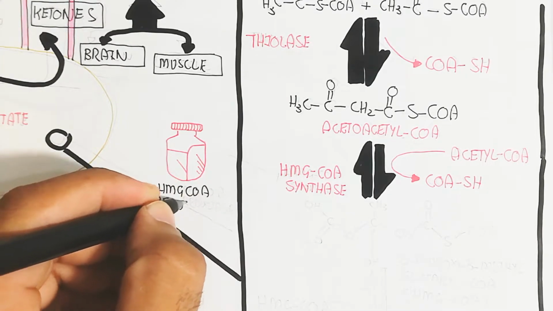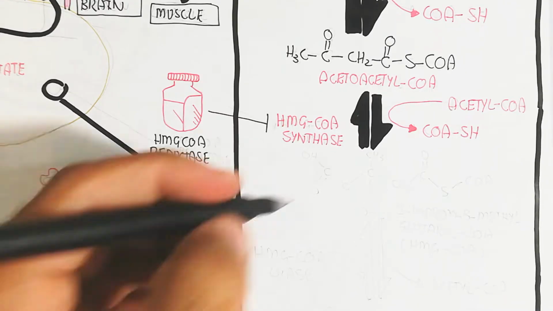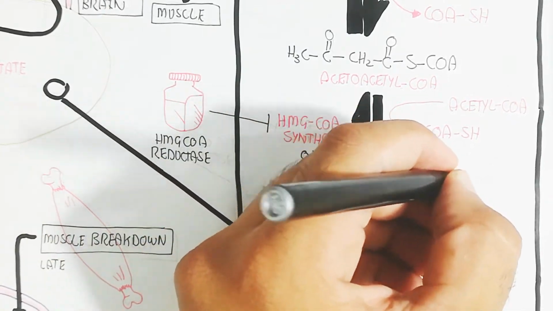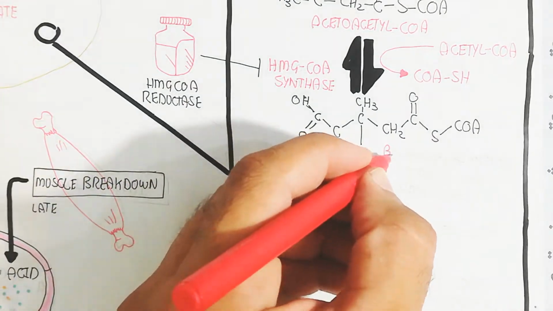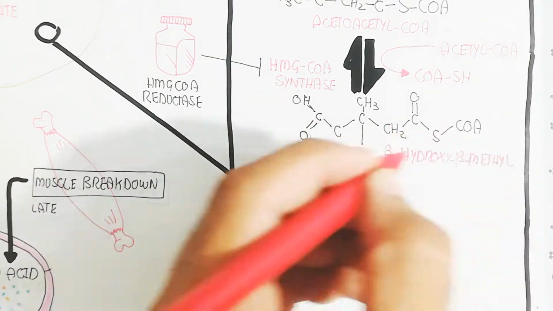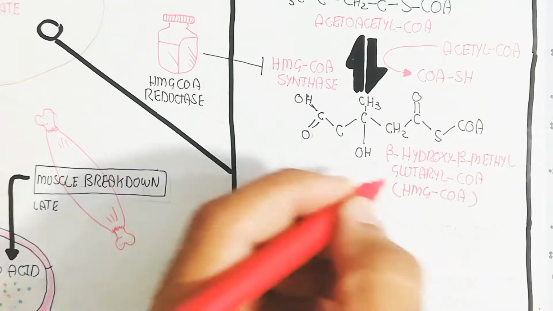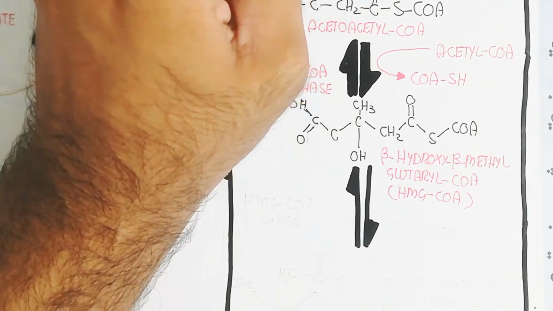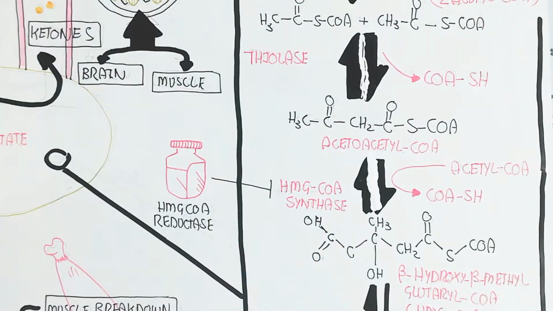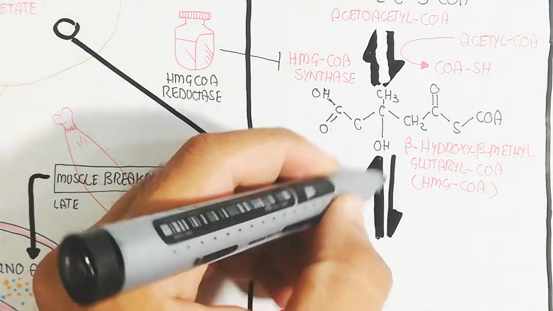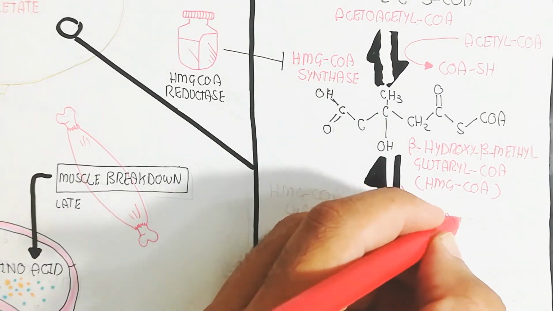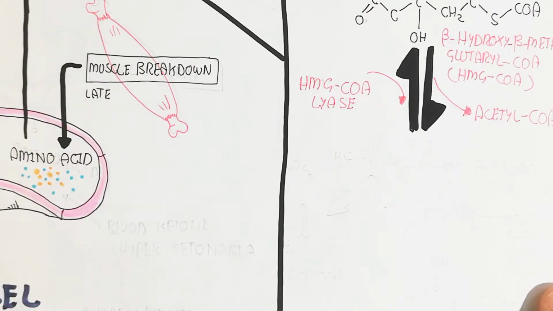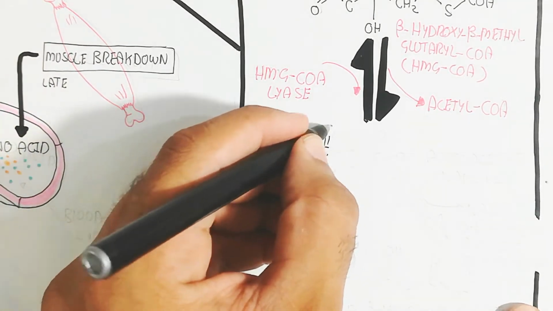Here the HMG CoA synthase can reverse the reaction to produce acetoacetyl CoA again, to increase the fatty acid, and in this way the HMG CoA reductase can inhibit this reaction. So remember, hyperlipidemia and hypercholesterolemia can be treated by an HMG CoA reductase inhibitor drug. So in this way, here you can see acetyl CoA being added, and one hydrogen is removed with the CoA, and in this way the molecule produced is beta hydroxy beta methylglutaryl CoA, HMG CoA.